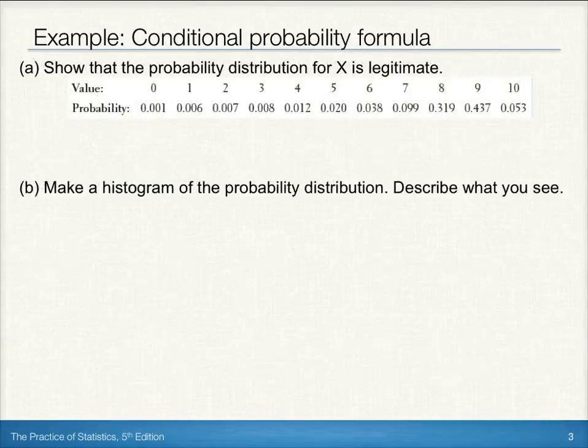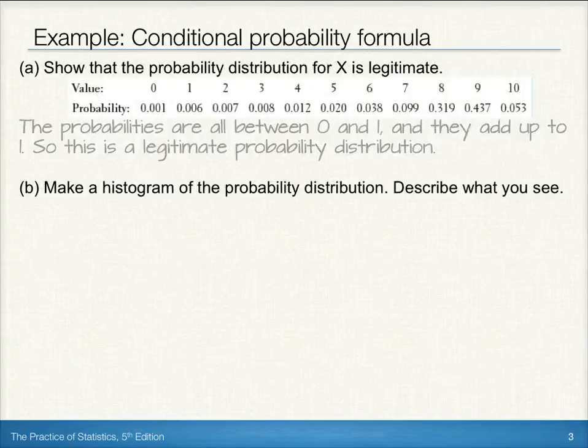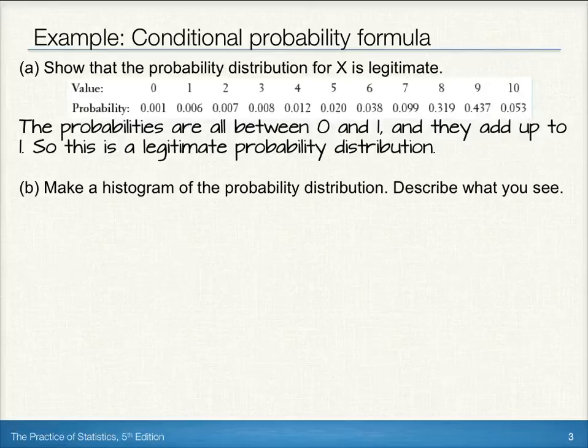First, let's show that the probability distribution for x is legitimate. Well, in order to be legitimate, we have to show that all probabilities are between 0 and 1, and they add up to 1. Well, notice every one of these probabilities is indeed a number between 0 and 1, and if you add them all up, you will get a total of 1. So this is a legitimate probability distribution.